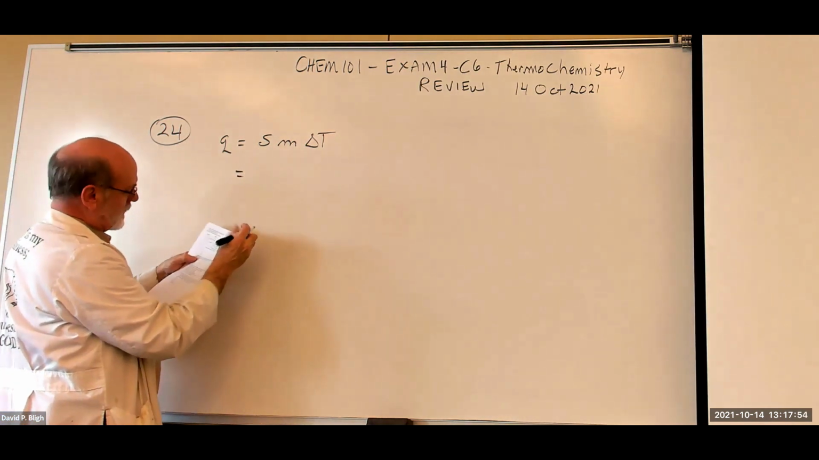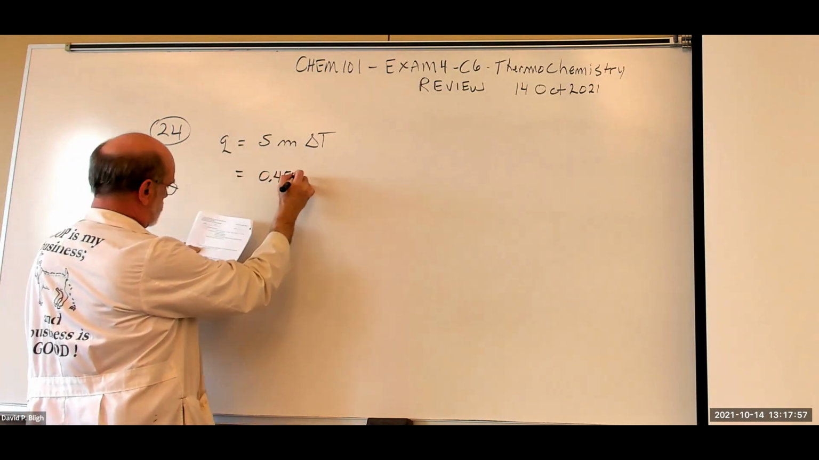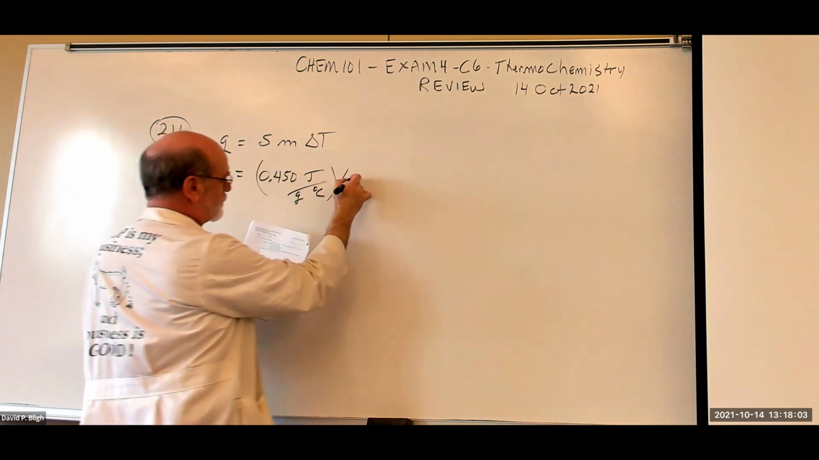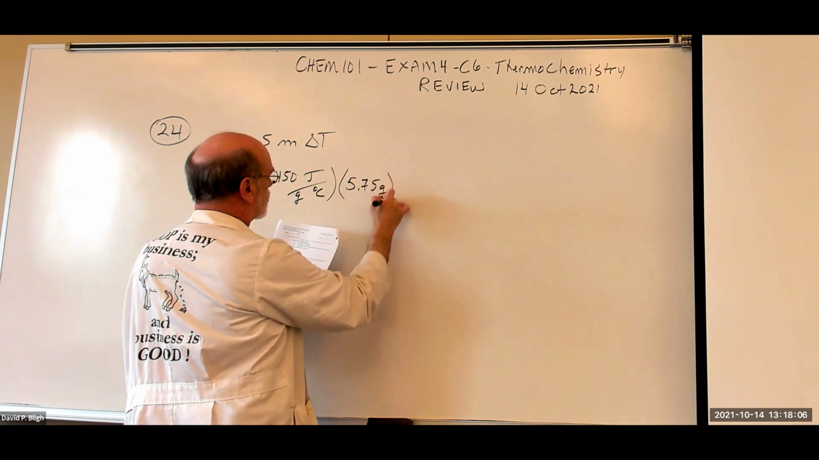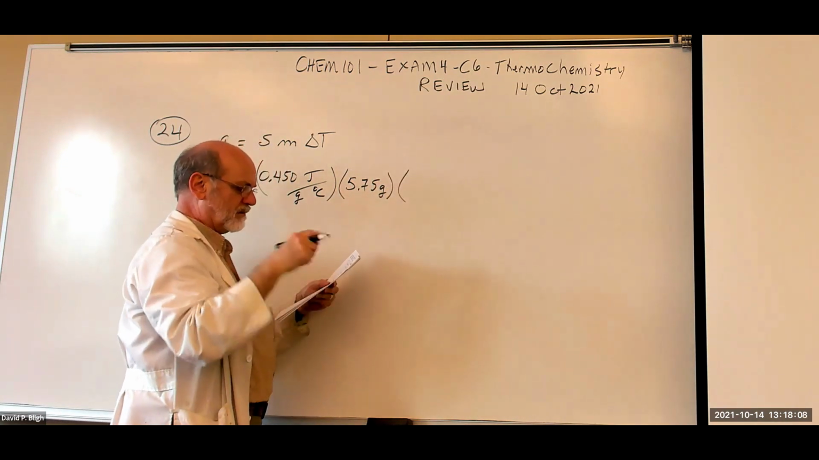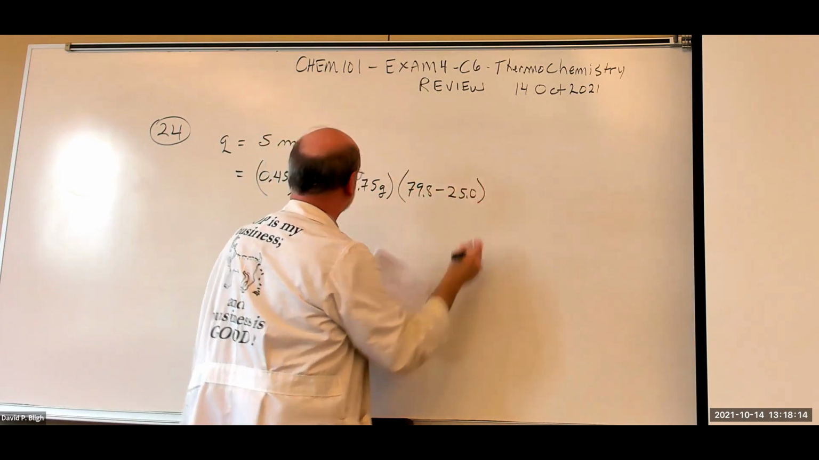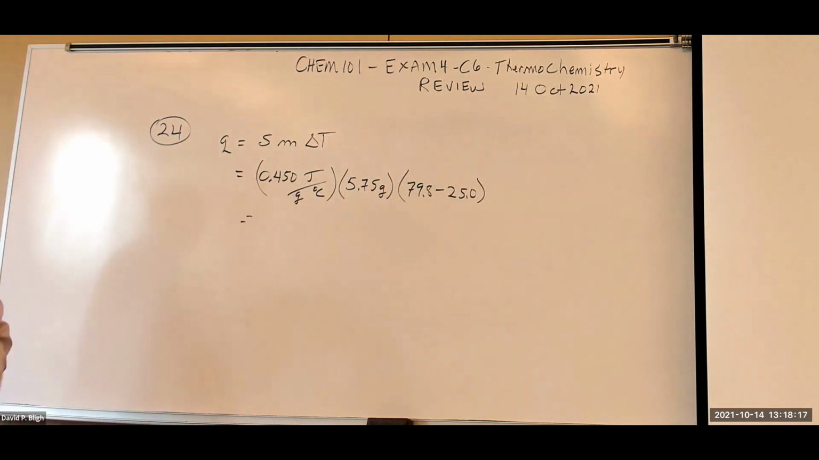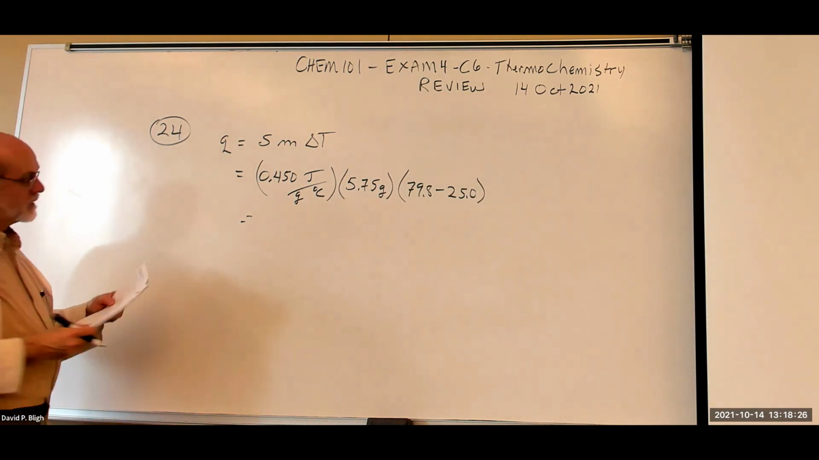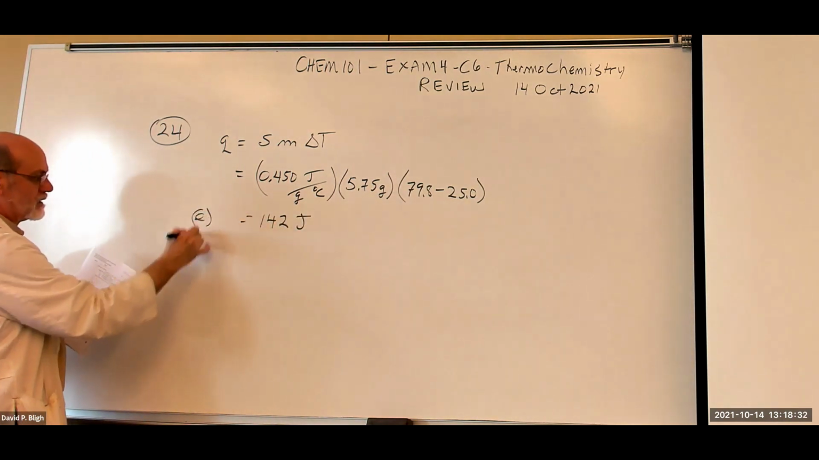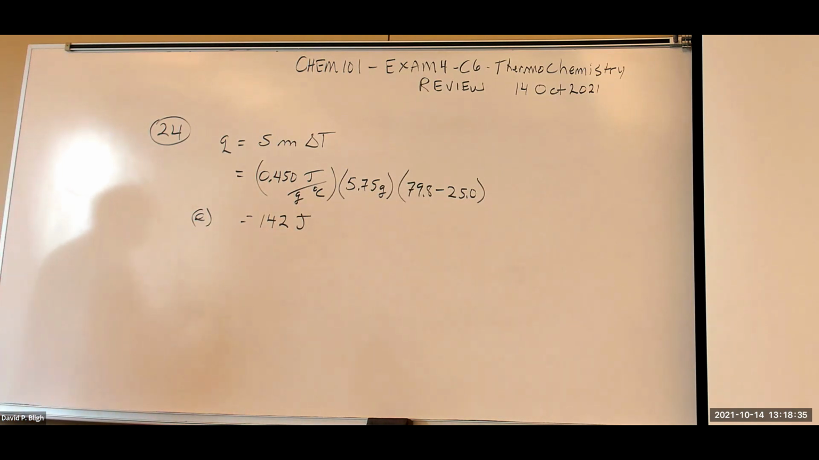So specific heat for iron is 0.450 joules per gram degree C. Mass is 5.75 grams. And what's the delta T? Final minus initial: 79.8 minus 25. Then we just do the calculation. In the interest of time, I'm not going to do that. I'm just going to say 142 joules, which is E. Okay. That's how you set it up anyway.